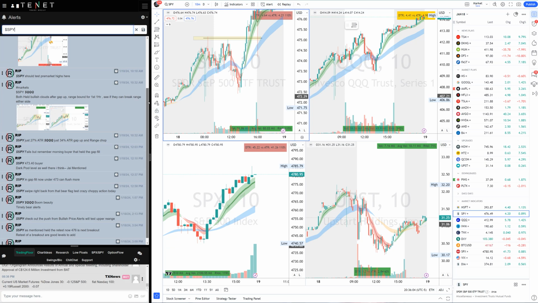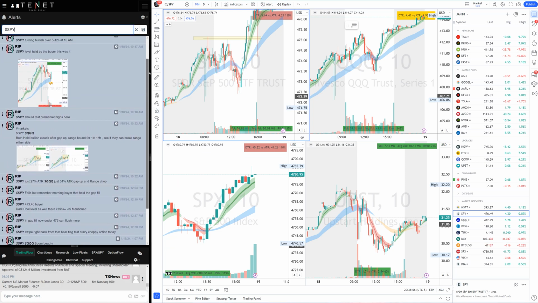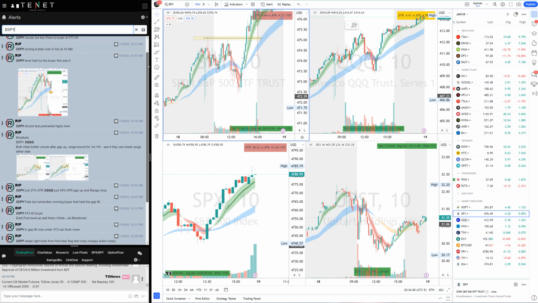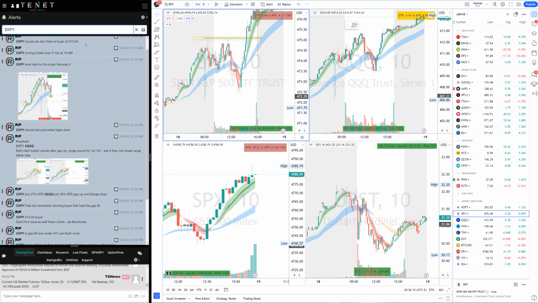And I did talk about this level, that there is a buyer here. I talked about this all morning. So I said there's a buyer at 473.30, right? The whole morning I was telling everyone that there is a buyer at 473.30, 473.40, and it's not letting us through.